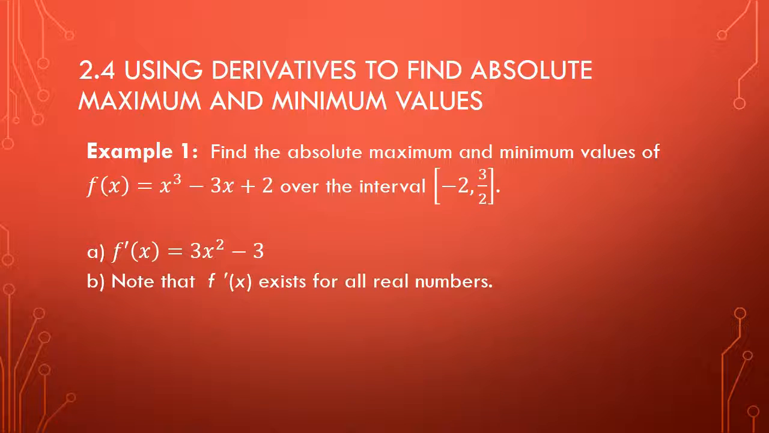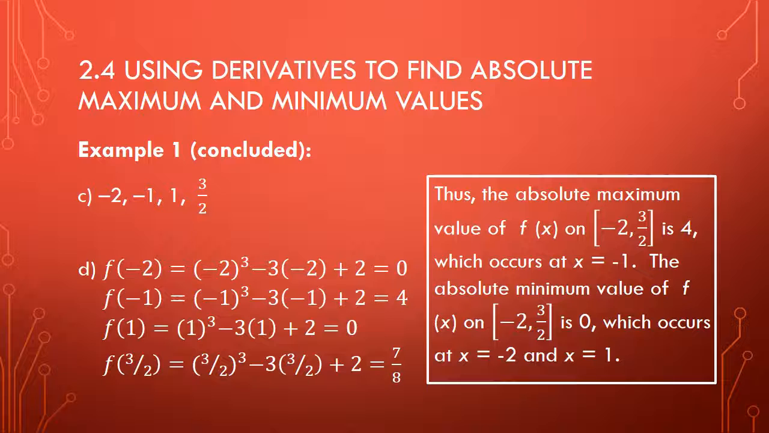Okay, so our first derivative is 3x squared minus 3. The function exists for all real numbers, which means we don't have to worry about something not being in the domain here. Solving for the first derivative equal to 0, we get positive 1 and -1. So we're going to check -2, -1, 1, and 3/2.